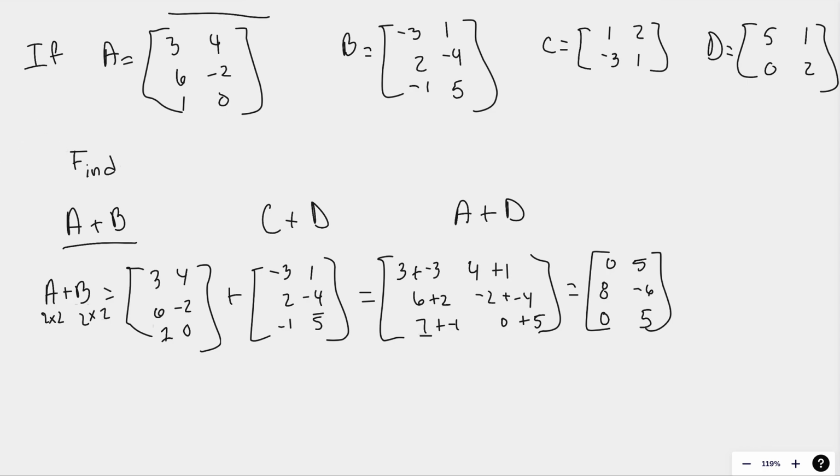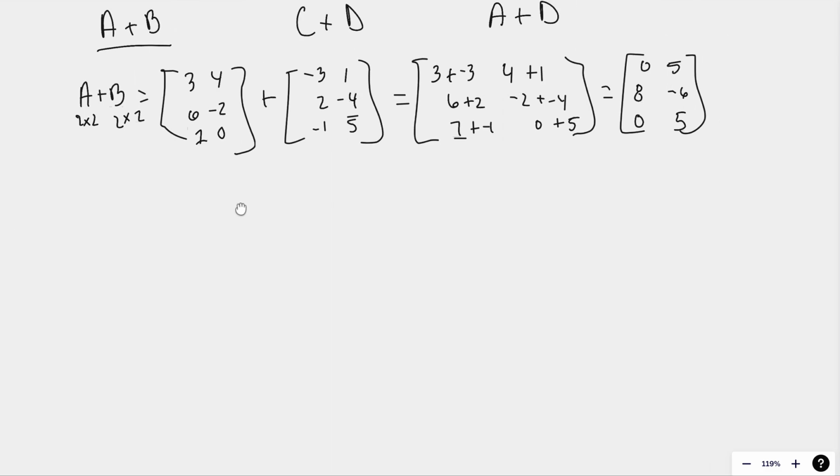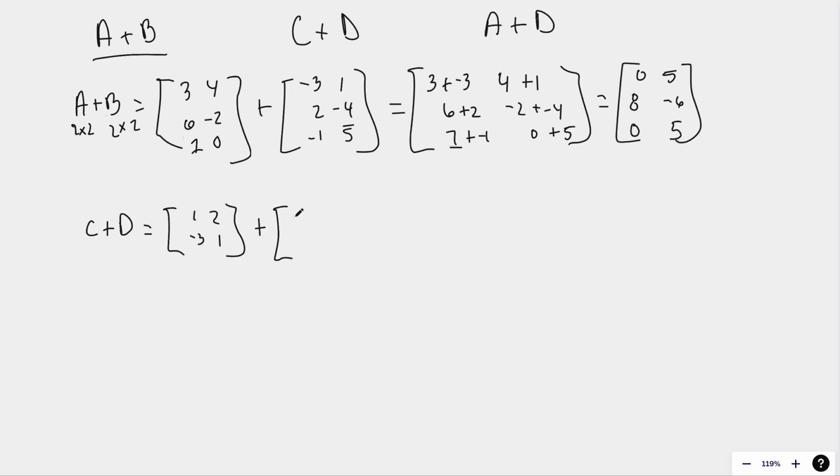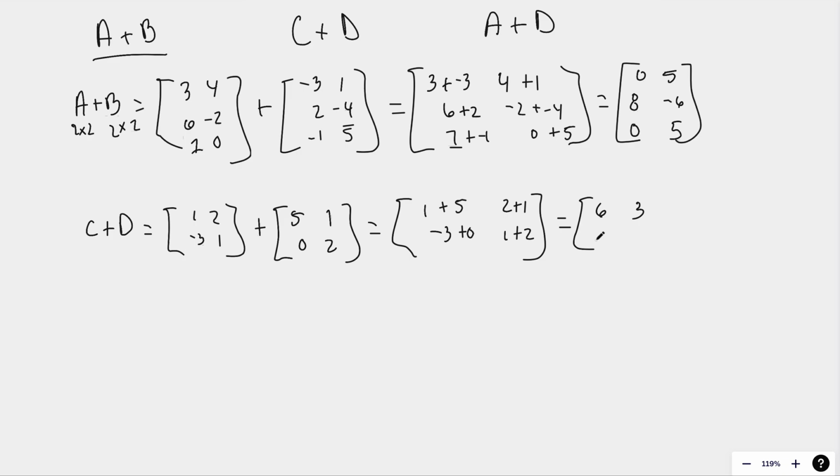Let's take a look at the second one. We're going to add C plus D. We have C is 1, 2, negative 3, 1. Plus D is 5, 1, 0, 2. And that's equal to 1 plus 5, and then 2 plus 1, negative 3 plus 0, and 1 plus 2. And that gives us 1 plus 5 is 6, 2 plus 1 is 3, negative 3 plus 0 is negative 3, and 1 plus 2 is 3. So there we have our answer for C plus D.